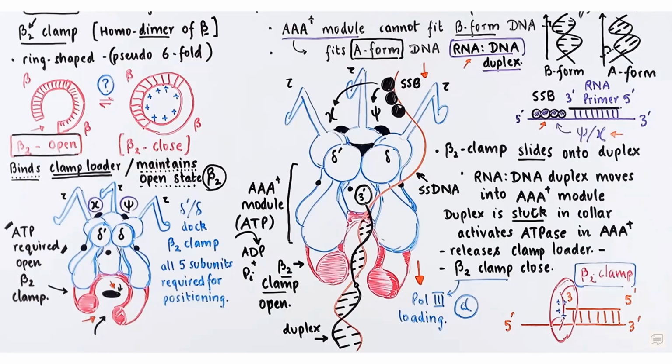Once the ATP is there, the loader can engage with the beta 2 clamp, and the initial docking of the clamp is done by the delta subunits, and then tau subunits come to position that and come to the position of the clamp properly. So now that the beta 2 clamp is bound, notice this gap here, and we discussed the gap a few moments ago.